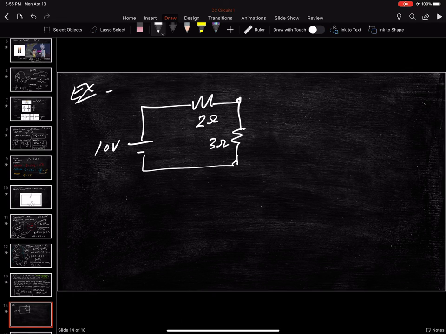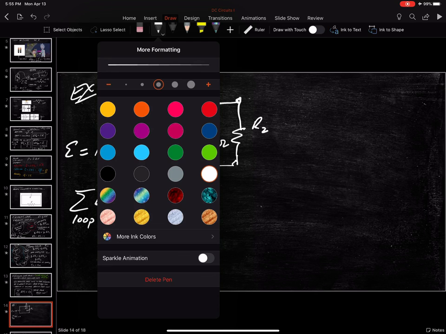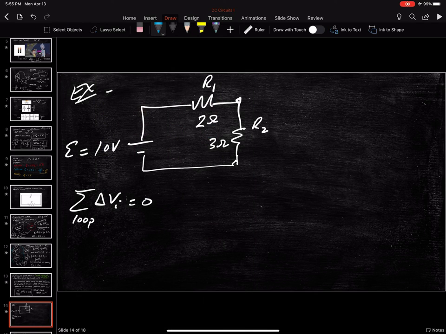I want to know what's the current in the circuit. Again, this is my resistor, R1, this is my R2. And this is my voltage on my battery. What's the current in the circuit? Well, to figure this out, I use Kirchhoff's law. Sum of the changes in voltages through the loop should be equal to 0. So I pick a spot anywhere on the loop, anywhere you like. Here's a good spot. So I go around.